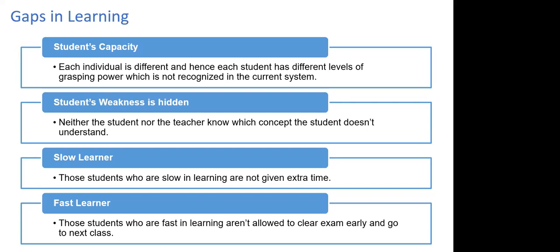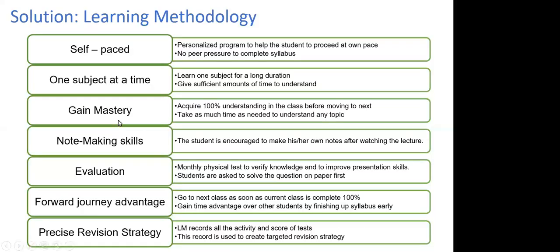So what is happening is the system does not give more time to those who are weak, and also does not allow others who are fast to go to the next class. So these are the kind of gaps that we see. Now coming to the solution. Before coming to the solution, essentially the solutions are based upon the gap that we have identified.